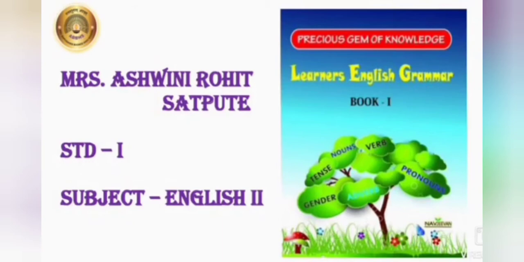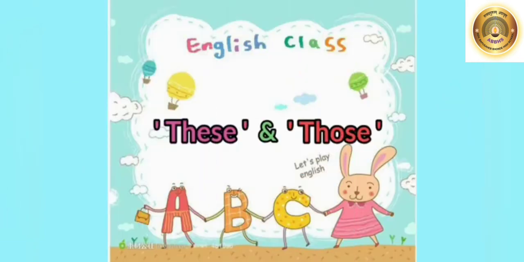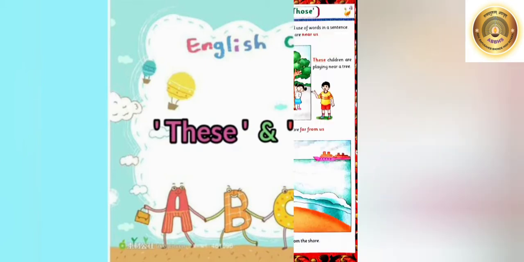Children, do you remember? In the previous class, we had learned about this and that. This and that are used to show a single person, place, animal, or thing. In today's class, we will learn about these and those.